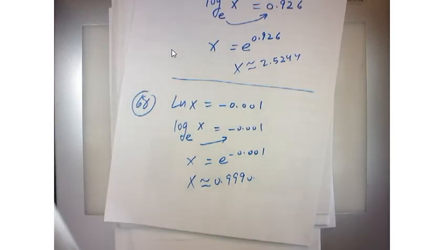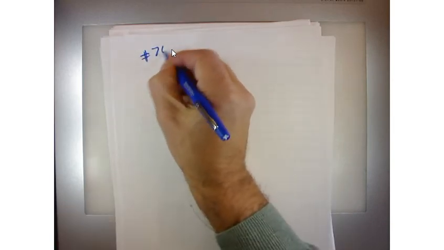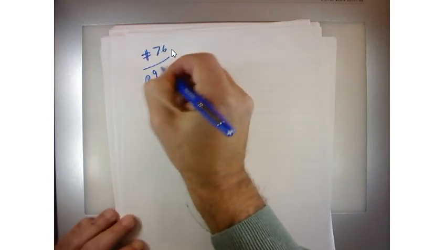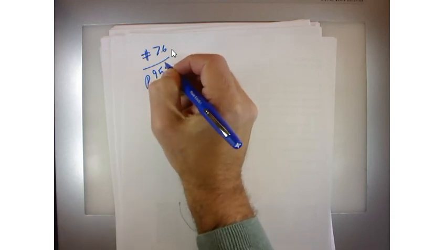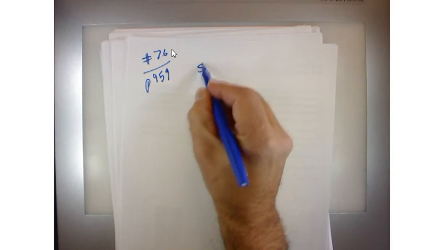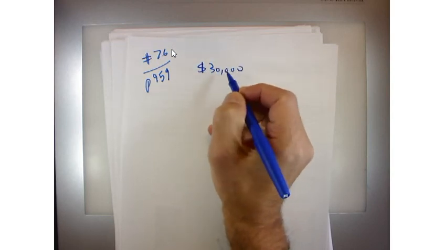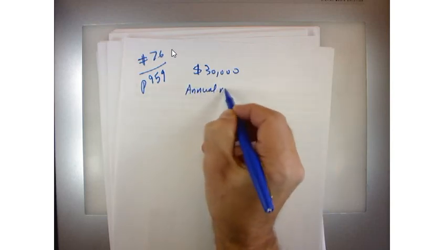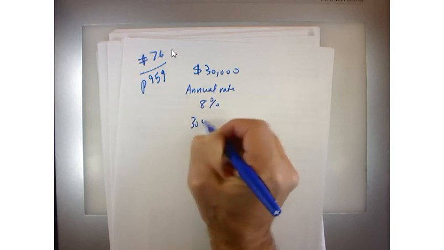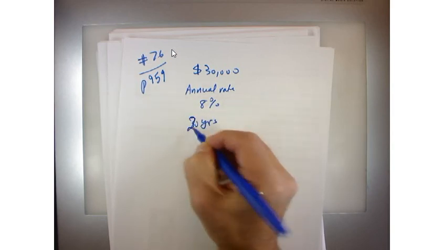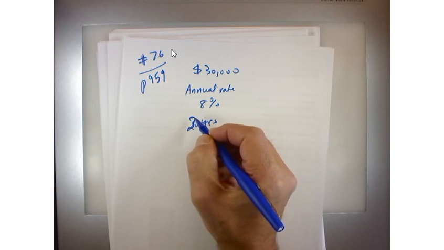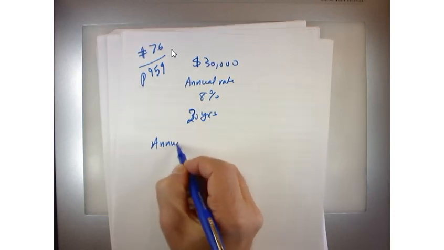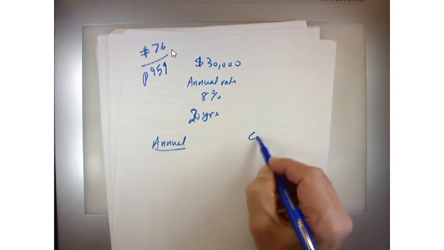Now 76. Let's look at 76 from page 959. Now they want us to compare rates. An initial deposit of 30 grand, so you want to deposit 30 grand, grows at an annual rate of 8% for 20 years. Compare the final balance resulting from annual compounding and continuous compounding. So they want us to do two things: annual compounding and continuous compounding.